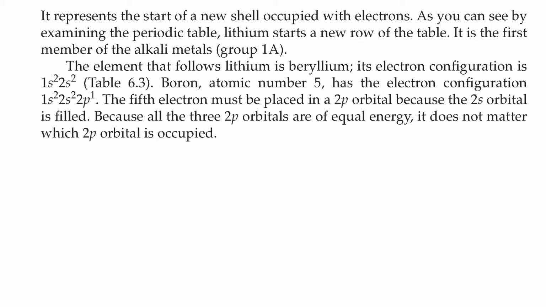The element that follows lithium is beryllium. Its electron configuration is 1s², 2s², Table 6.3. Boron, atomic number 5, has the electron configuration 1s², 2s², 2p¹. The fifth electron must be placed in a 2p orbital because the 2s orbital is filled. Because the 3 2p orbitals are all of equal energy, it doesn't matter which 2p orbital is occupied.